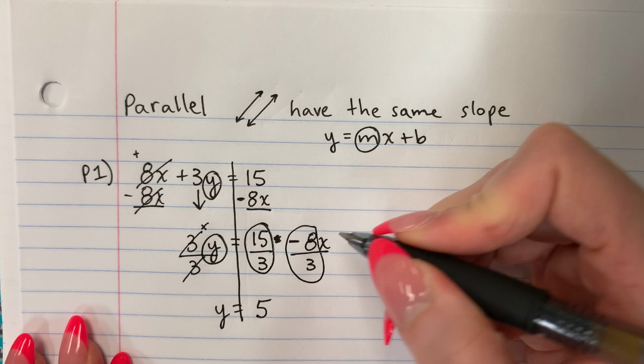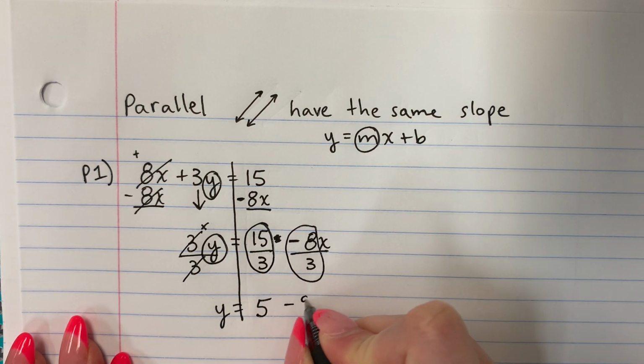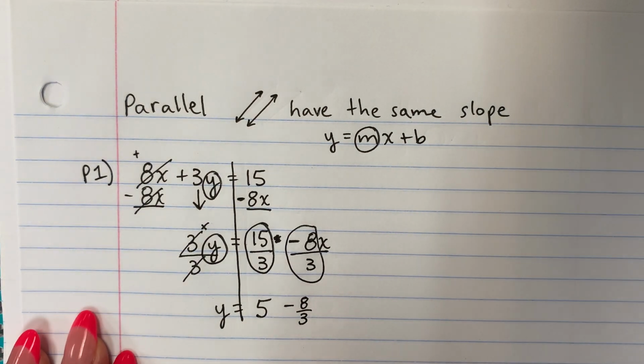Negative 8 divided by 3 is the same. If you don't know, you can put it in the calculator.